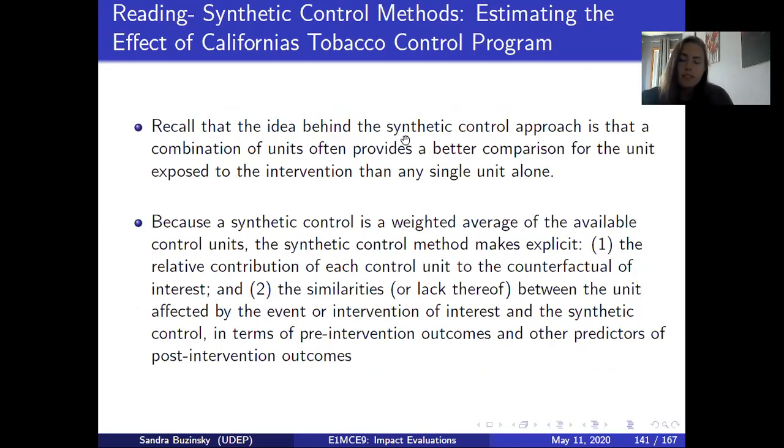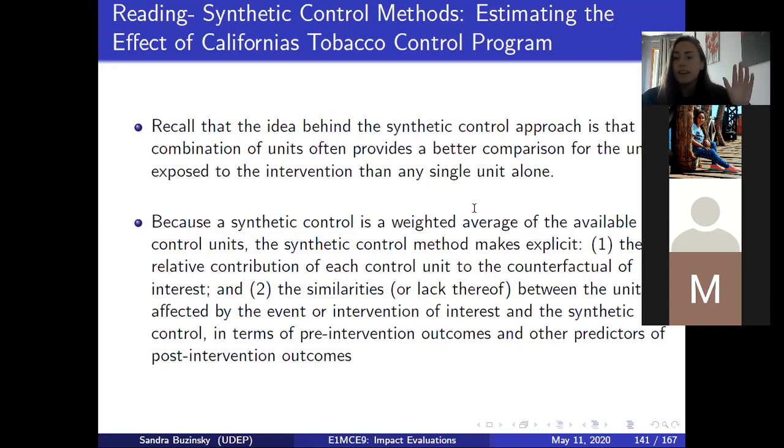So the idea behind the synthetic control approach is that a combination of units often provides a better comparison for the unit exposed to the intervention than any single unit alone. So if we have 20 untreated units and we can find some sort of linear combination of each one to create a synthetic control for the treated group, more times than not, it's going to be better than just having one unit as a control group.